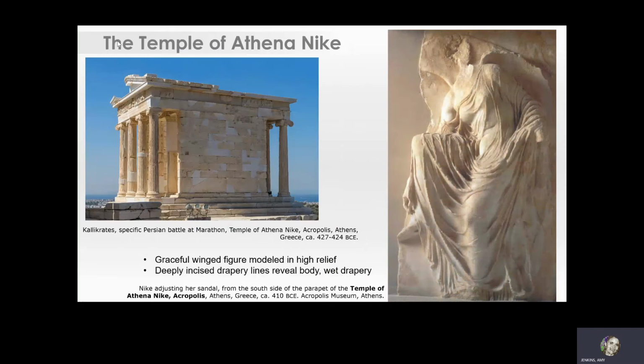The Temple of Athena Nike, Callicrates, a specific Persian battle at Marathon, Temple of Athena Nike, Acropolis, Athens, Greece, 427 to 424 BCE. We have Nike adjusting her sandal from the south side of the parapet of the Temple of Athena Nike at the Acropolis in Athens, Greece, circa 410 BCE. We have a graceful winged figure modeled in high relief, deeply incised drapery lines reveal body. It looks like wet drapery.